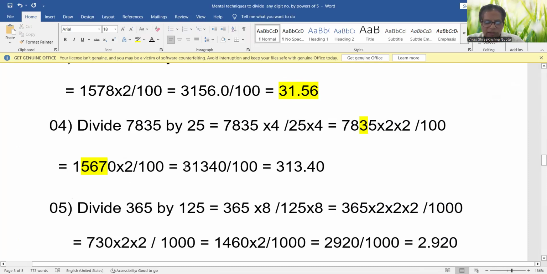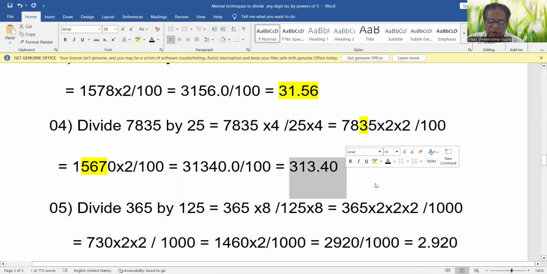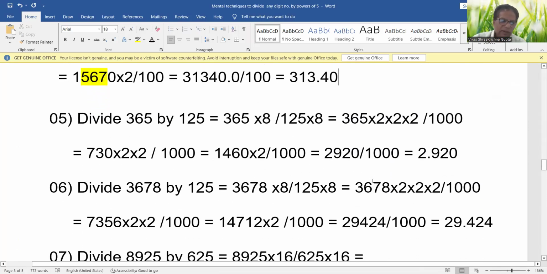So the full answer is 31340, which I can write as 31340.0. The values are same, I can put any number of zeros after the decimal. So dividing by 100 means I shift the decimal 2 places to the left, and the final answer becomes 313.40. This is my final answer. Right? In the same way, I'm showing how to multiply by the powers of 2 by 8.